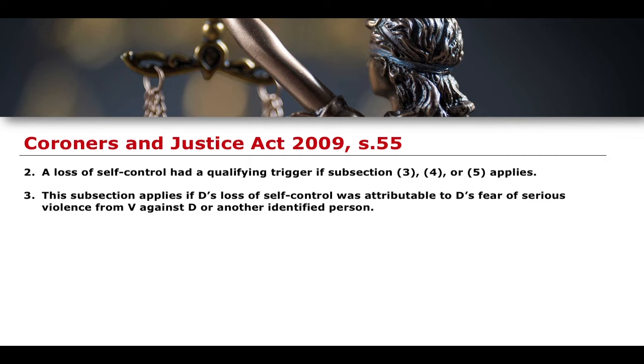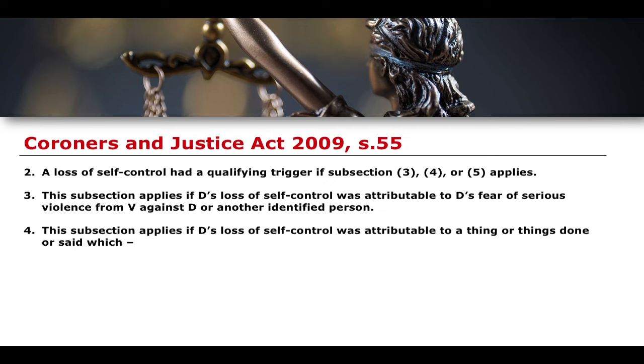Subsection 3 says that this subsection applies if the defendant's loss of self-control was attributable to the defendant's fear of serious violence from the victim against the defendant or another identified person. So the qualifying trigger for loss of self-control in this regard would be fear of serious violence. So if the defendant fears the victim is going to be seriously violent and could potentially kill or cause serious grievous bodily harm to the defendant or another identified person, then this is the qualifying trigger that represents the loss of control in terms of the killing of the victim.